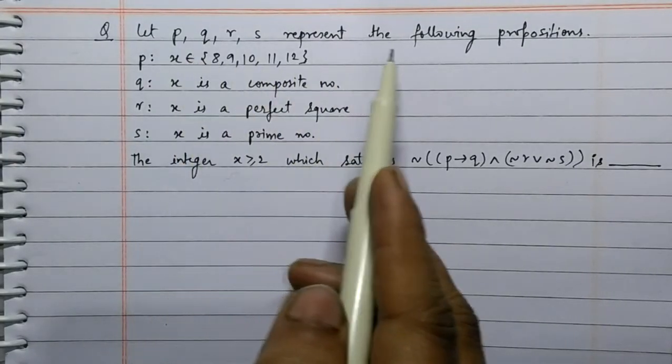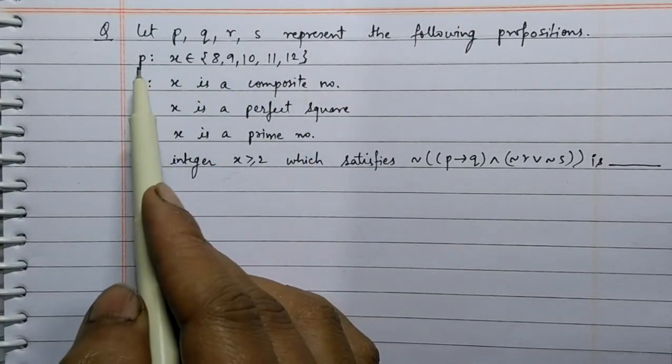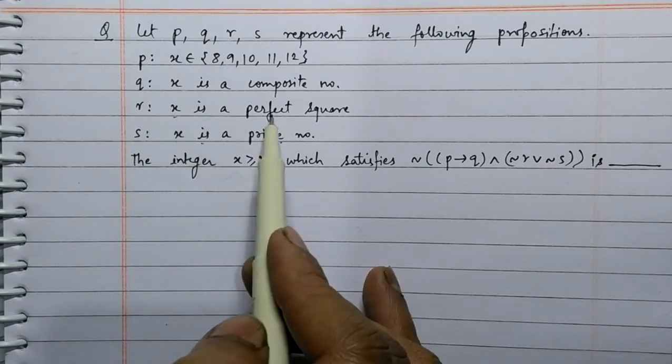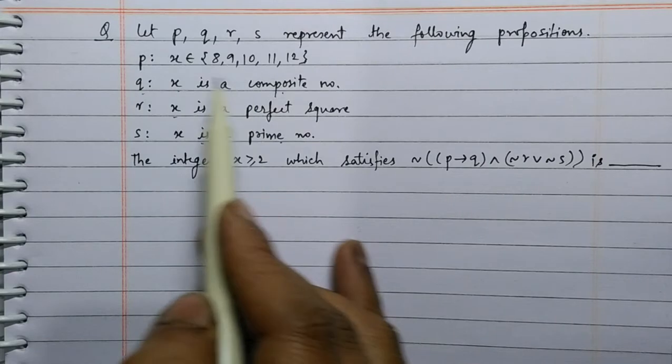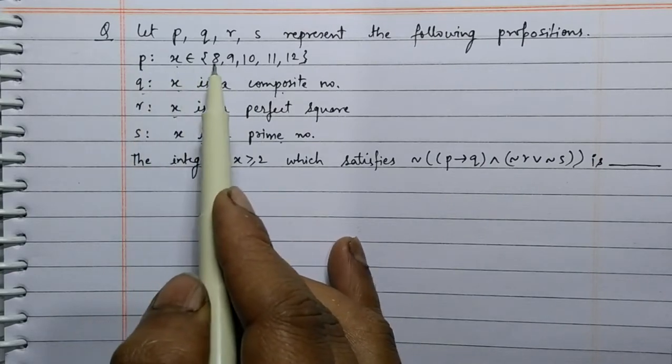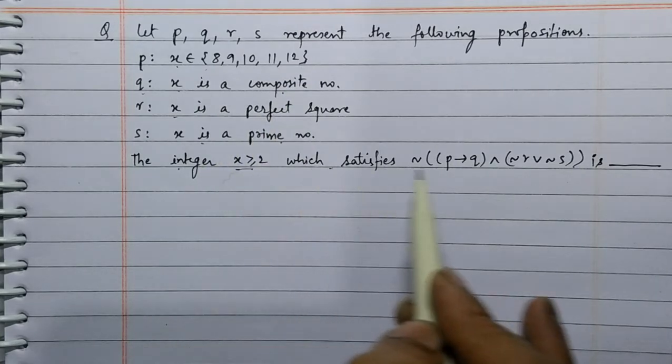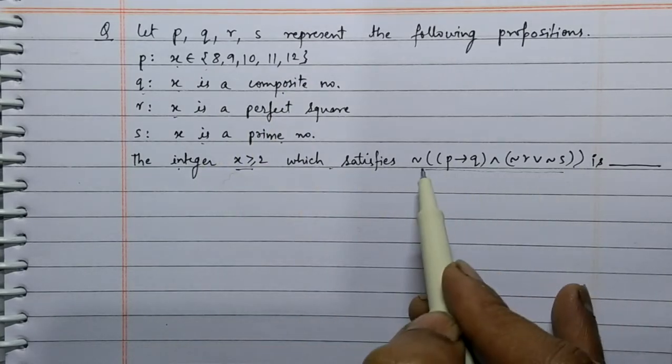P, Q, R, S are four statements given here. S means X is prime, R means X is a perfect number, Q means X is composite, P means X should belong to this set: either X can be 8, 9, 10, 11, 12. The integer X greater than 2 will satisfy this equation.